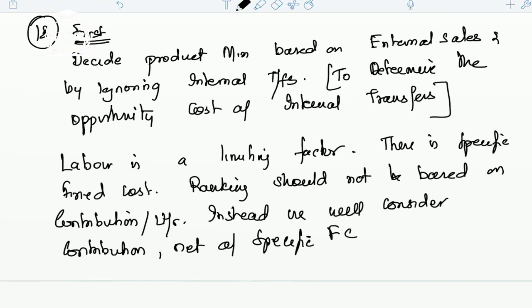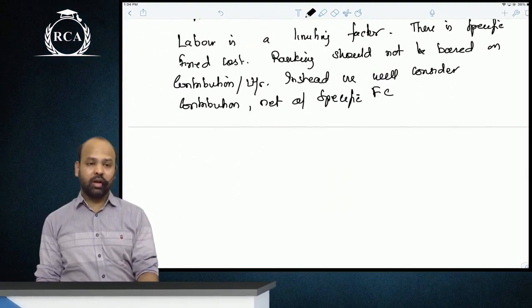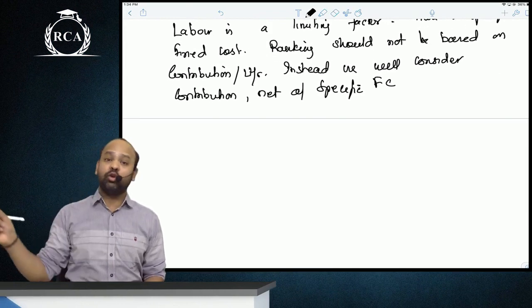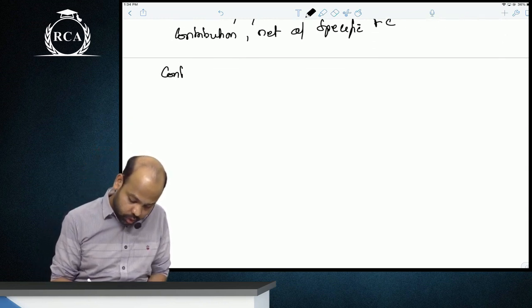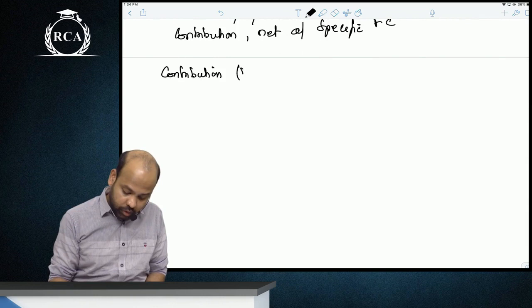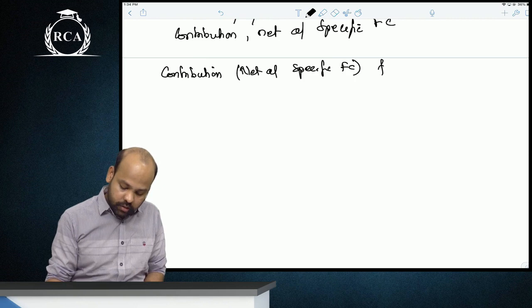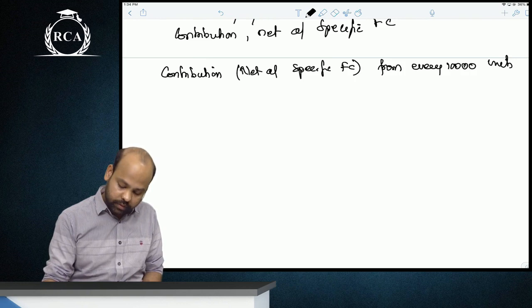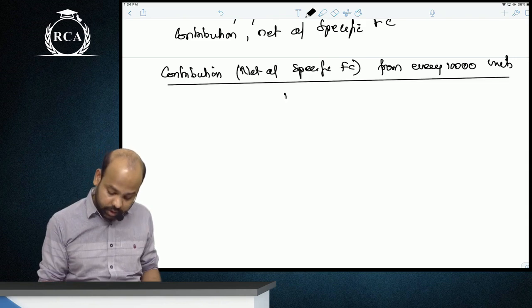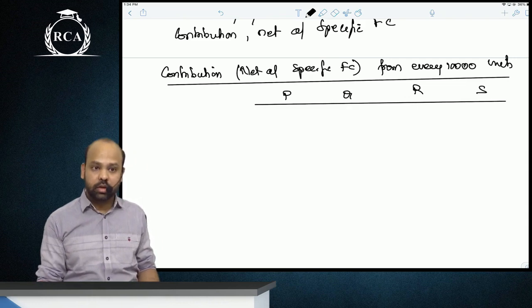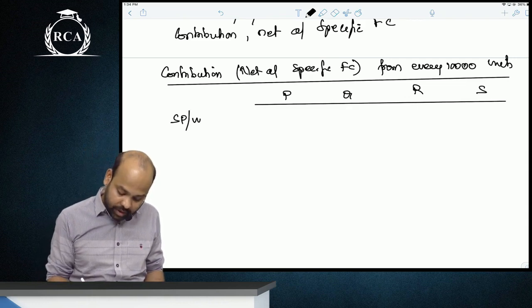Now, let us all compute contribution, net of specific fixed cost, from every 10,000 units. There are 4 products that we are manufacturing: P, Q, R, S. This is from every 10,000 units.